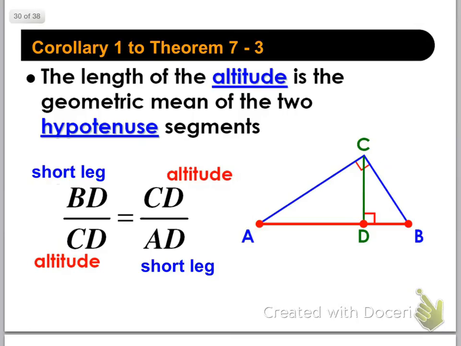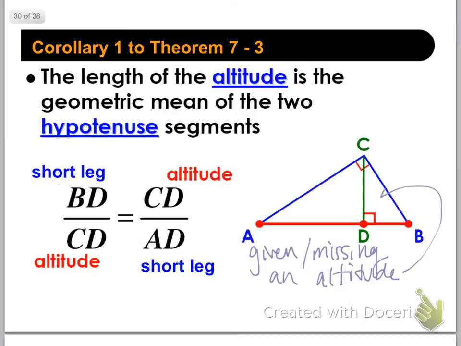Okay, so corollary 1, the length of the altitude is the geometric mean of the two hypotenuse segments. Okay, so this is if you're given or missing an altitude. So this green line here.